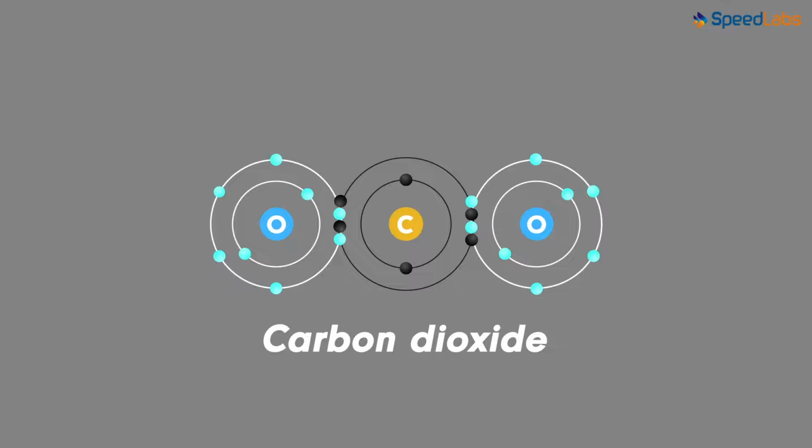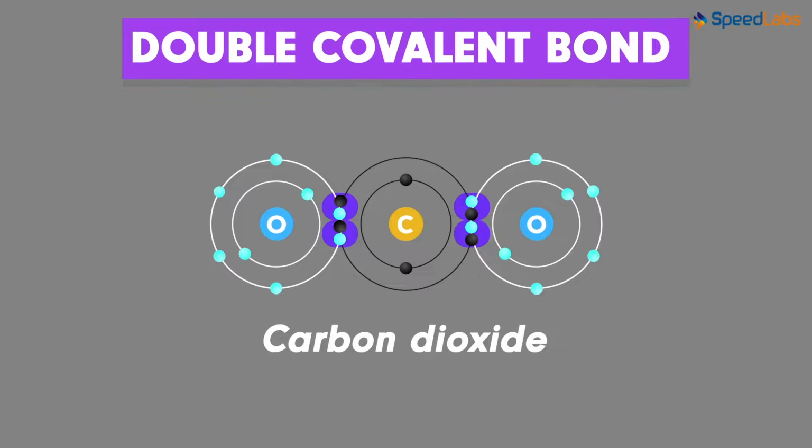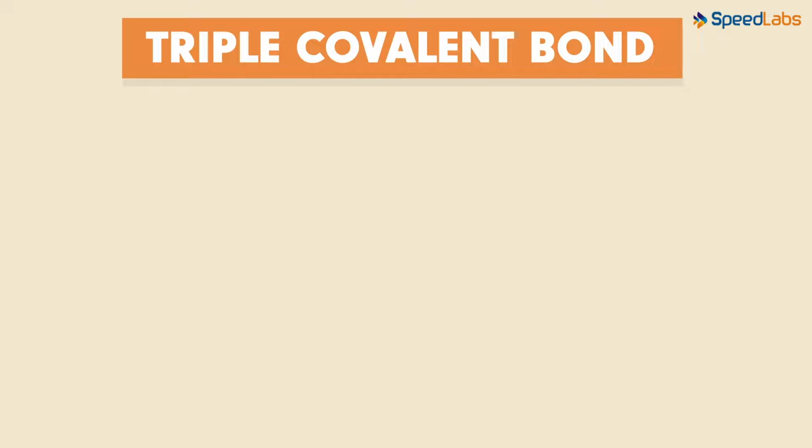Wait a second, did you notice that there are 4 electrons or simply 2 pairs of electrons shared between each oxygen and carbon atom? Yes, that makes it a double covalent bond, right? Absolutely. Now lastly, we take the example of a triple covalent interaction of carbon.